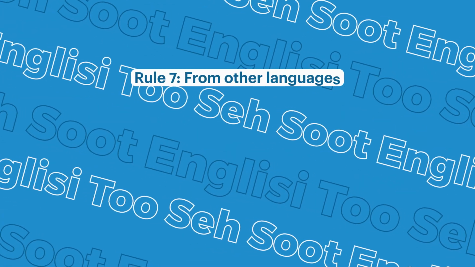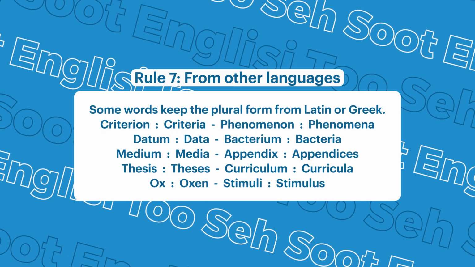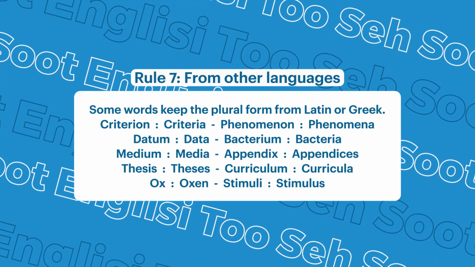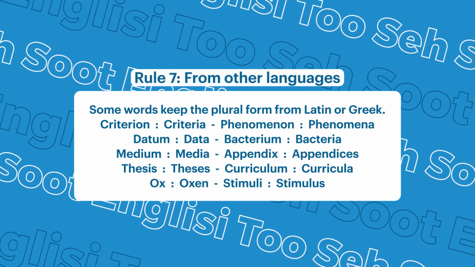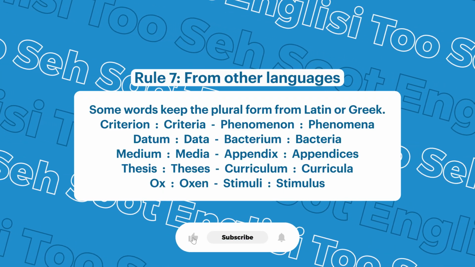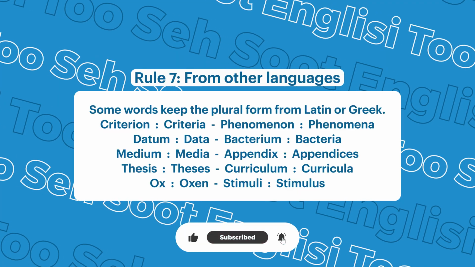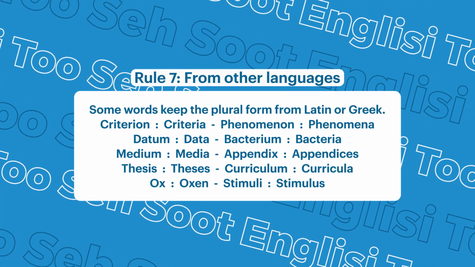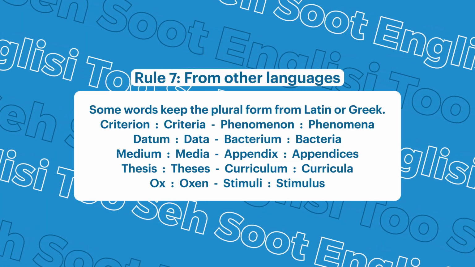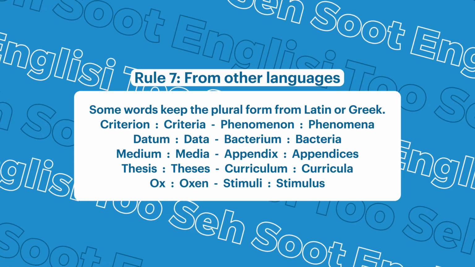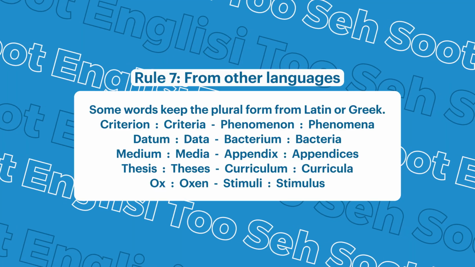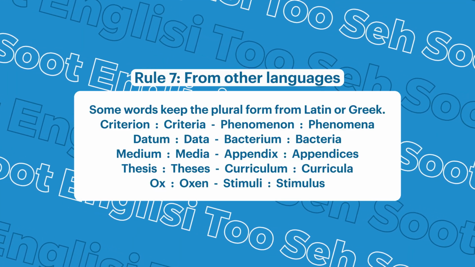Rule number 7. From other languages, some words keep the plural form from Latin or Greek. For example, criterion becomes criteria, phenomenon phenomena, datum data, bacterium bacteria, medium media, appendix appendices, thesis theses, curriculum curricula, ox oxen, stimulus stimuli. In daily English, people often use the plural form more. For example, we likely use data more than datum.